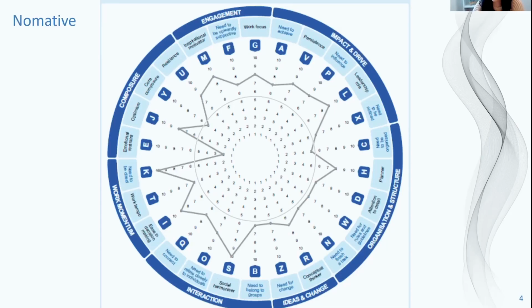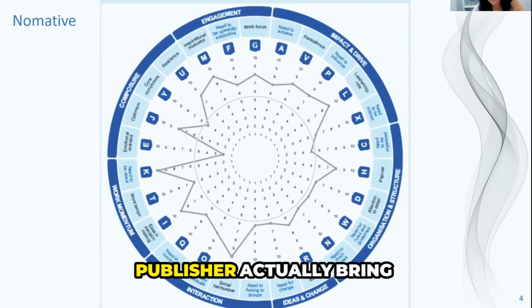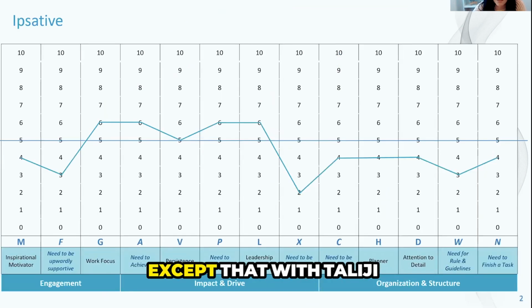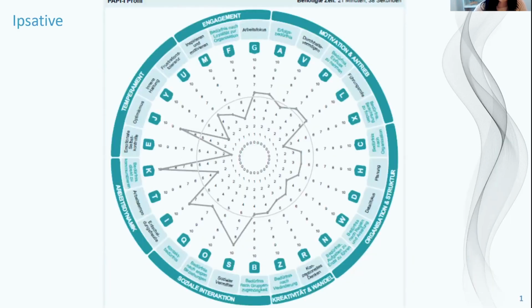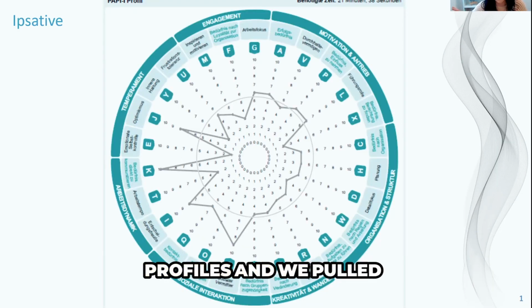A lot of test publishers actually bring in ipsitive versions of their assessments, except that with Psychology and the P.A.P.I, there are two distinct profiles, and we pulled them apart. The ipsitive version does not have a comparison to a norm group. We ask you to rank order the importance of the statements. That gives me a wheel of what is important to you versus what's less important to you. It doesn't mean that for the other scales you do not have a preference.